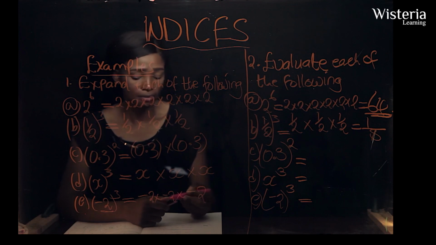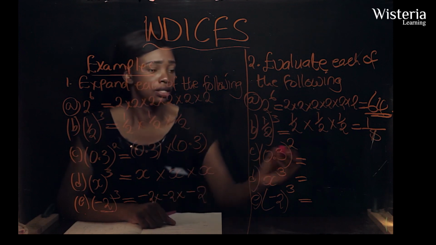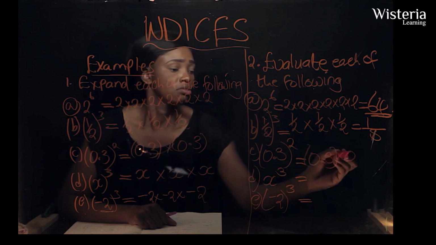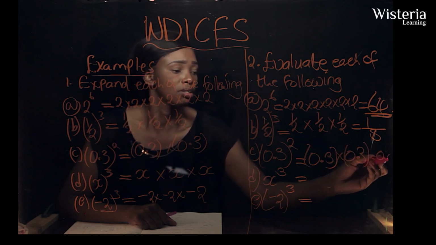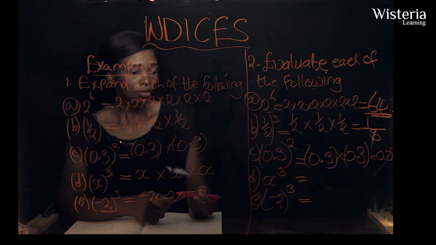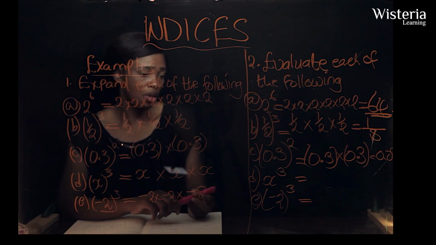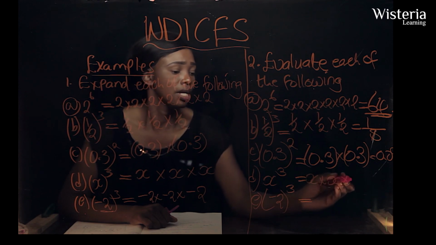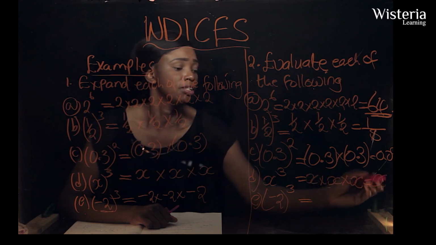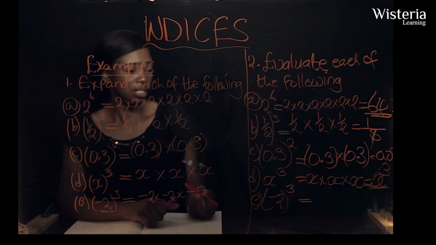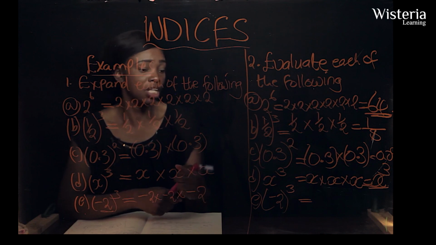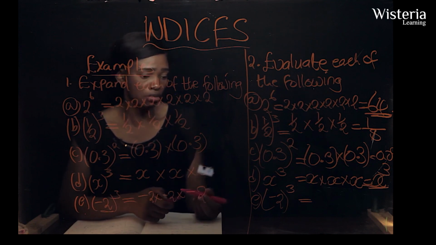Okay, then we have 0.3 squared. So it will be 0.3 times 0.3, which will give us 0.09. Okay, then x to the power 3 means x times x times x, which will be x to the power 3, because we can't write any value, it is just x. So it will just be x to the power 3, meaning x has been multiplied 3 times.